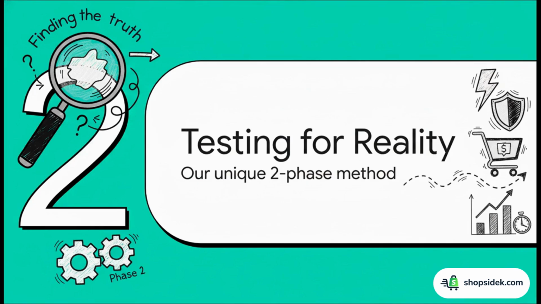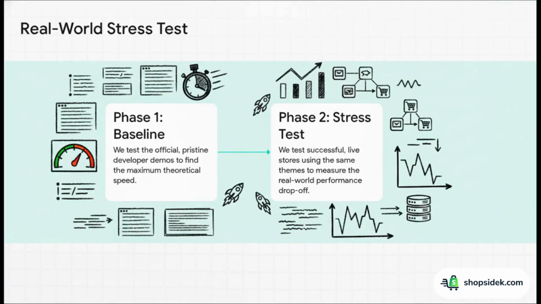We put together our own unique 2-phase method specifically to stress test these themes under real-world pressure. Our process is actually pretty straightforward. It's broken into 2 key steps. Step 1 is the baseline test. This is where we measure a theme's absolute best-case scenario speed, using that perfect developer demo. Then comes Step 2, the stress test. This is where we measure its performance on a real, successful, live store, with all the apps, the traffic, the whole shebang. And the most important number? It's the gap between those 2 scores. That drop-off tells you everything you need to know.